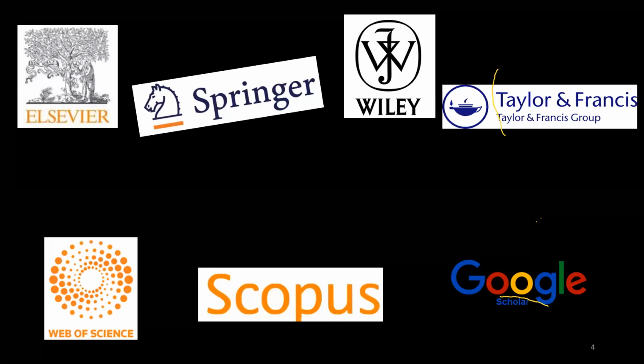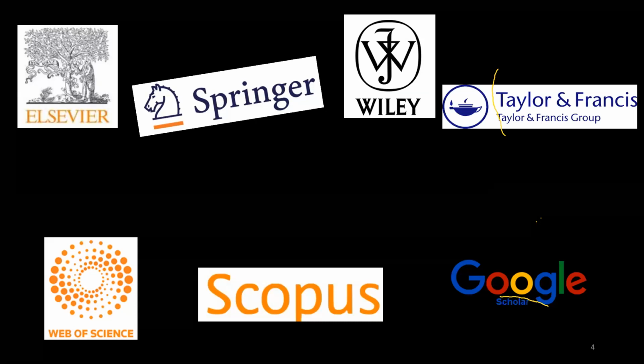3 major indexing agencies. One is the Web of Science, another one is Scopus, another one is Google Scholar. Web of Science is a very small size, because all the SCI journals will be coming under this Web of Science.